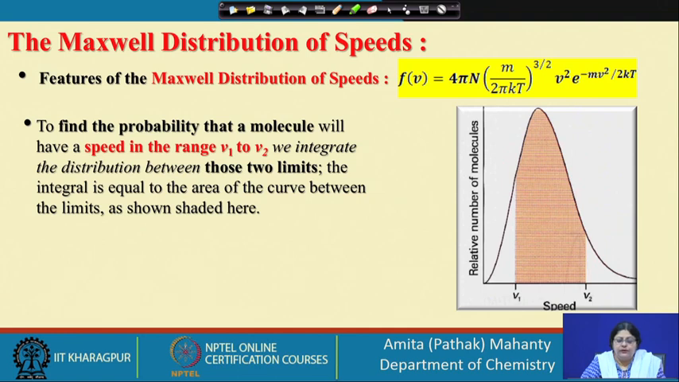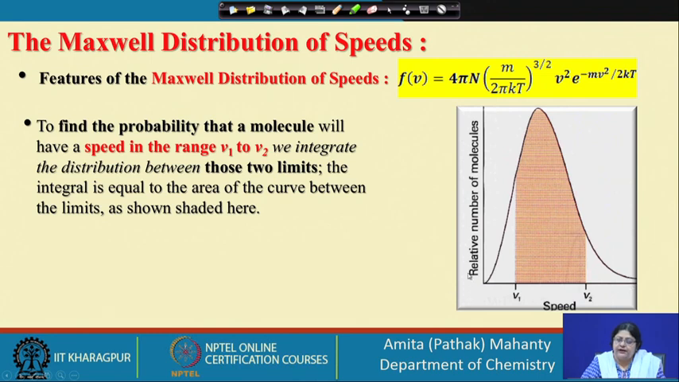Now look into another feature of it. Suppose I want to find the probability that a molecule will have a speed in the range of, say, 30 to 40 meters per second. Suppose this is the speed 30 and this is the speed 40, and I have a distribution function given by this.